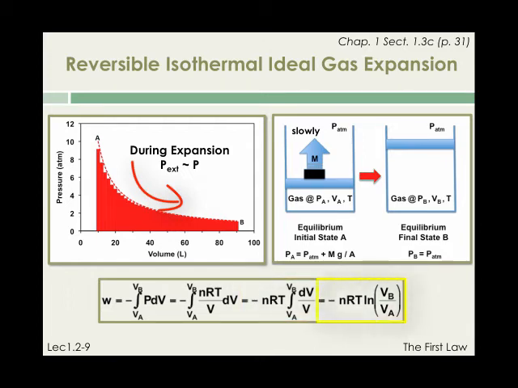Hence, our final expression for the work of isothermal expansion of an ideal gas carried out using a very large number of infinitesimal steps, that is, carried out very slowly, is W equals minus nRT times the natural logarithm of V sub B divided by V sub A. Such an expansion is called reversible or quasi-static, because under these conditions, the gas pressure is approximately equal to the external pressure during the whole process.